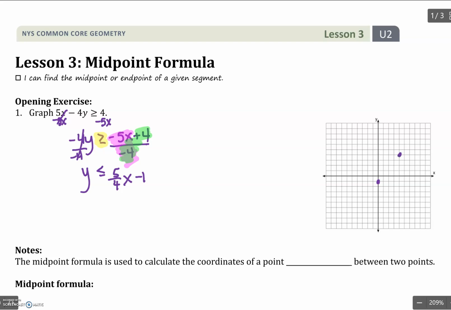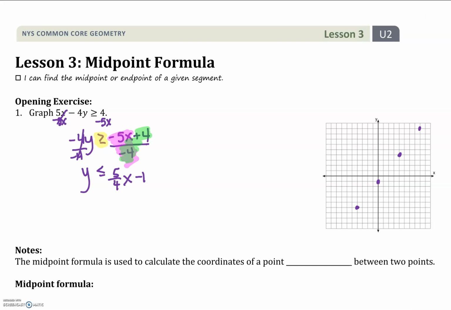And I could do a couple of those. 1, 2, 3, 5, 1, 2, 3, 4. And then also down 5 and back 4. And I would get a line.